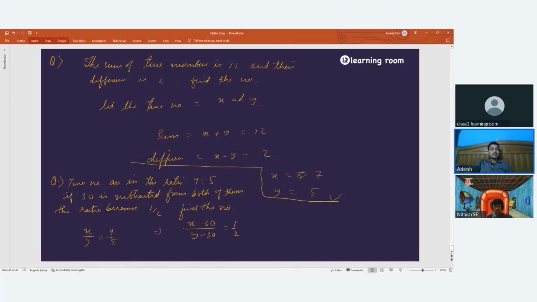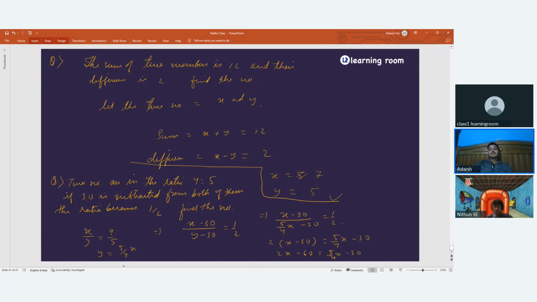Okay. So from here we have to substitute. Can we write y as 5 by 4 times x? Yes. So you have to substitute it like that. So it will be x minus 30 divided by 5 by 4 of x minus 30, that will be 1 by 2. Now can you solve for x? You have to cross multiply. 2 times x minus 30 will be equal to 5 by 4 times x minus 30. So 2x minus 60 is equal to 5 by 4 x minus 30.